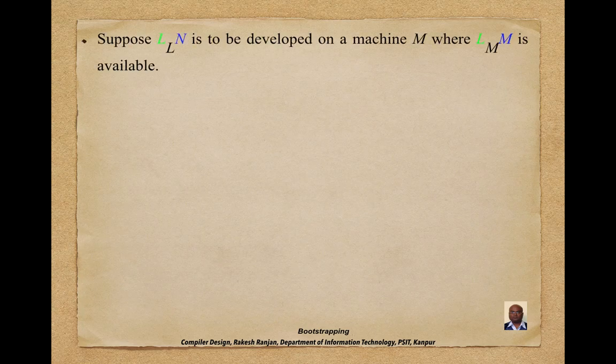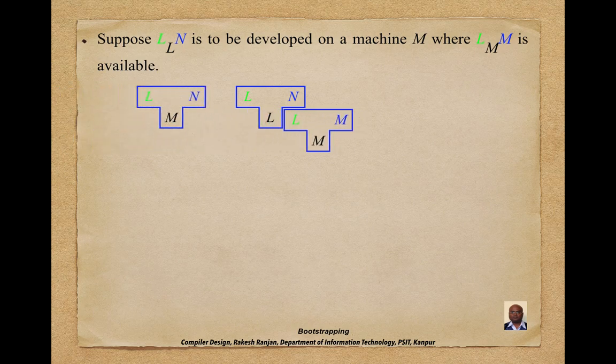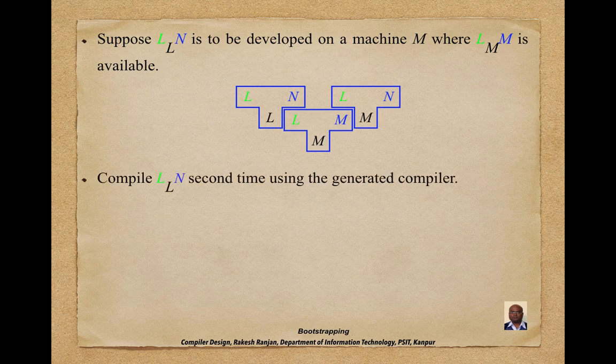Suppose LLN is to be developed on a machine M. We take another example where LMM is available. So we can design like this. There is LLN, and we can use LMM for the implementation part, and LMN is the output. If we compile LLN a second time using the generated compiler, we get this. So LLN is now implemented with LMN, and then you will get LNN.